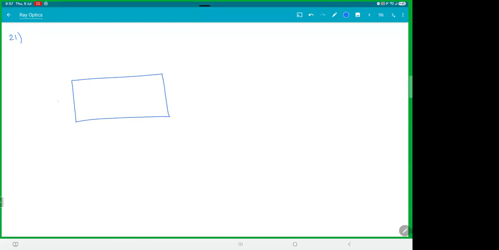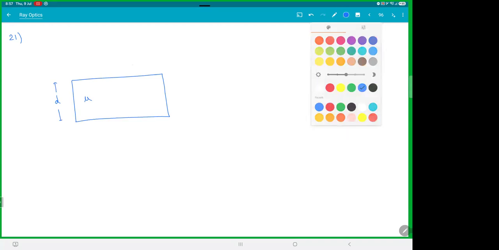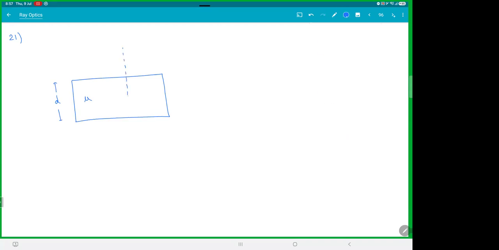We got a glass slab, thickness D, and this is mu. You're sending a light ray through this. This is I, it will hit somewhere here. This is R, and then it comes out. So if you extend this light ray, you would have gone like this. So this distance here is called lateral shift.